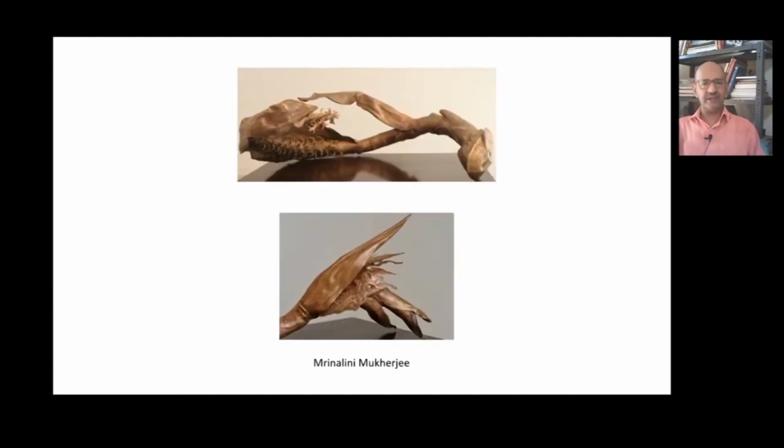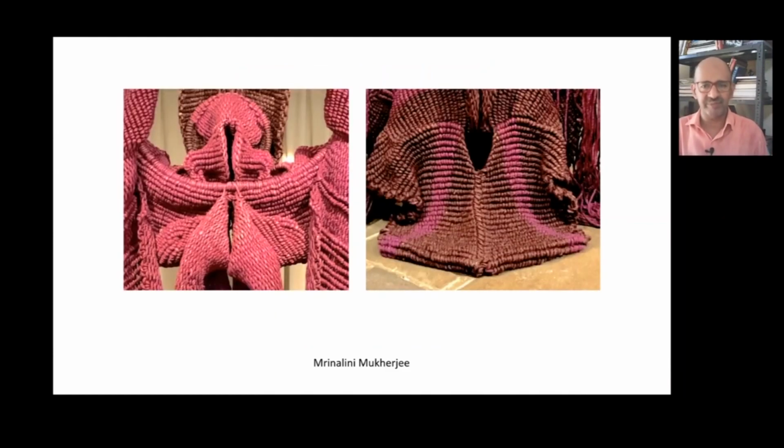Mrinalini Mukherjee, another very important artist, started off with conventional materials, but as you can see, the material is conventional, that is bronze mostly, but her forms ceased to become conventional and desired to become something else. And it is at that moment that Mrinalini Mukherjee began to use fabric material. She started weaving her sculptures.